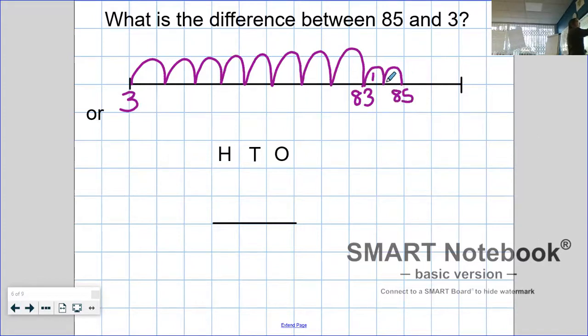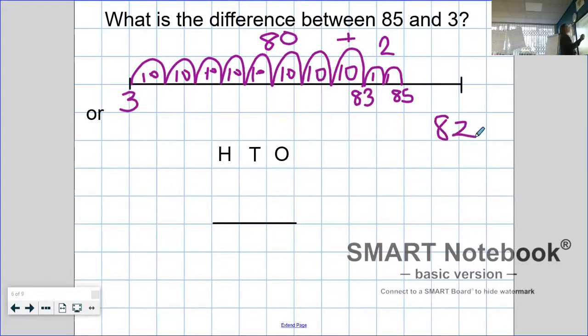So they'd be my ones, and these are tens, tens, tens, tens, tens, tens, tens, tens. And I've got 10, 20, 30, 40, 50, 60, 70, 80. And here I've got 2. 80 and 2 is 82. So we think it's 82. That's one way of showing it.